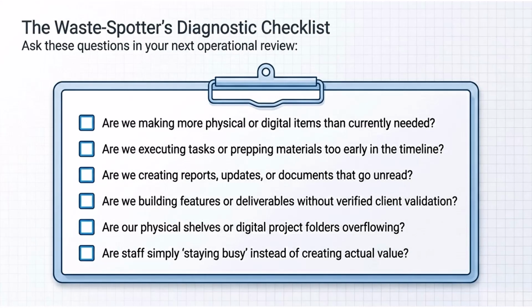So there is a bit of a waste spotter's diagnostic checklist for overproduction. We want to know, are we making more physical or digital items than currently needed? Are we executing tasks or prepping materials too early in the timeline? Are we creating reports, updates or documents that go unread? Are we building features or deliverables without clarified client validation? Are our physical shelves or digital product folders overflowing? Are our staff simply staying busy instead of creating actual value? Some of these are tangible, you can actually see them. Some of these need more investigating through discussion with various people in your teams.